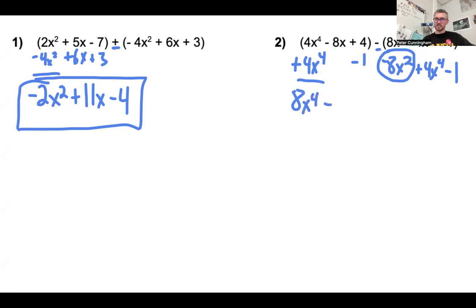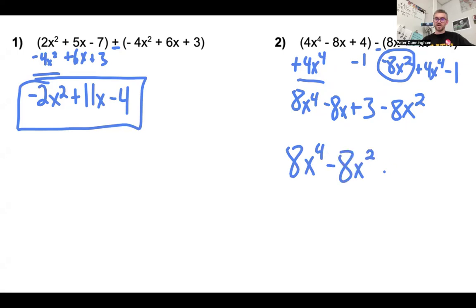Negative 8x. There's nothing to combine it with. 4 minus 1 is 3, positive 3. I circled this. The reason I circled it, there's nothing to combine it with. I am not even close to standard form here, right? So let's rearrange this. 8x to the fourth power minus 8x to the second power minus 8x. I wonder if we did that on purpose. And then add 3.